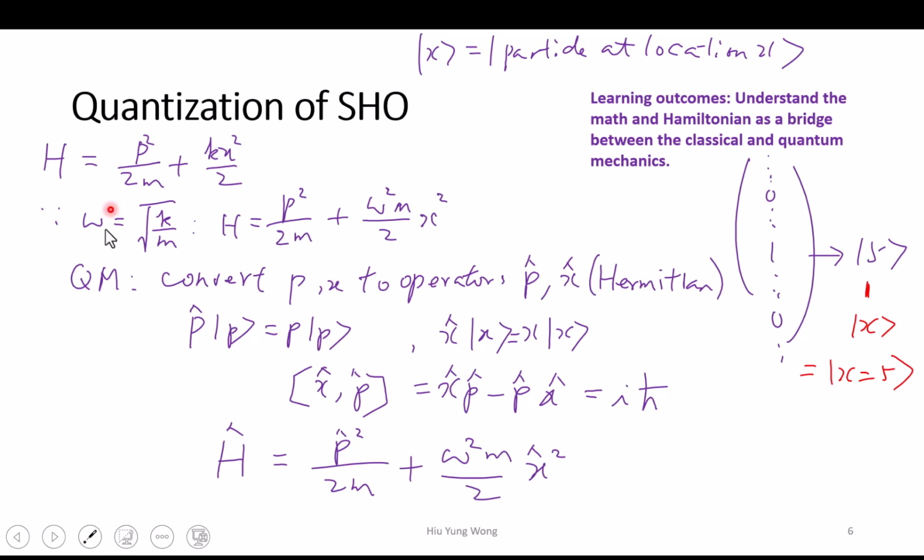With this, nothing special. I just replace P with P hat and X with X hat, and this is a matrix already. If I want, I can rewrite it in matrix form. This is the quantum treatment of the SHO already. We have not done anything yet, this is just the background. Is that okay? So this is the Hamiltonian in the quantum mechanical description for the SHO.